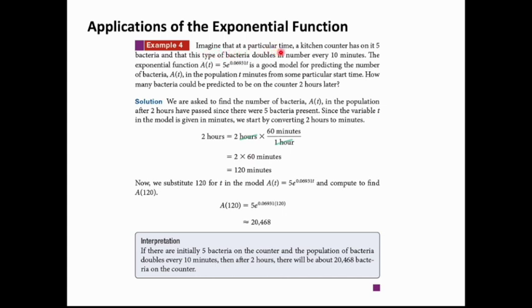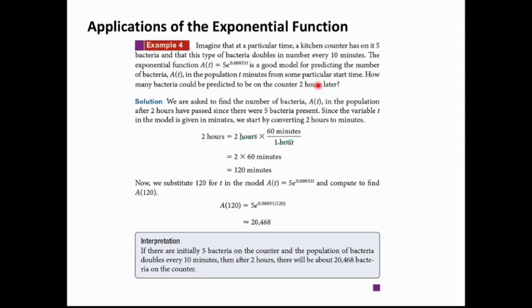Imagine that at a particular time, a kitchen counter has on it 5 bacteria, and that this type of bacteria doubles in number every 10 minutes. So 10 minutes is what's called the doubling time. The exponential function 5e to the power of 0.06931t is a good model for predicting the number of bacteria in t minutes from a particular start time. How many bacteria could be predicted on the counter 2 hours later?